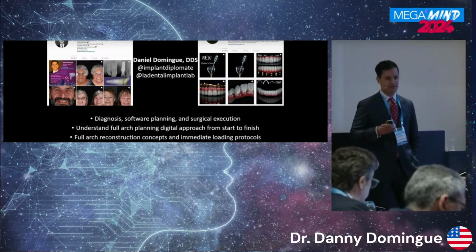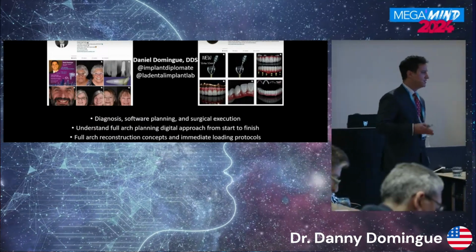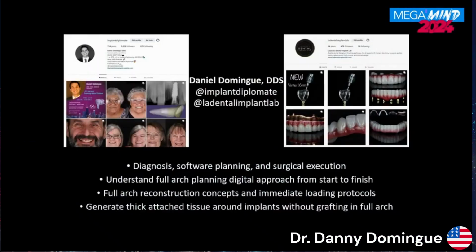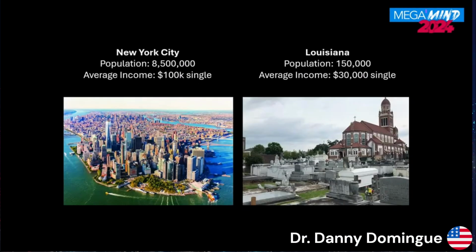But today's presentation is going to be on the diagnosis, digital planning, full arch reconstruction concepts, and also taking into consideration soft tissue concerns. So I did my residency in Brookdale Hospital in Brooklyn, New York, where the population was 8.5 million people, and a single person made $100,000 in New York. So planning an implant is very easy, and people can afford it.